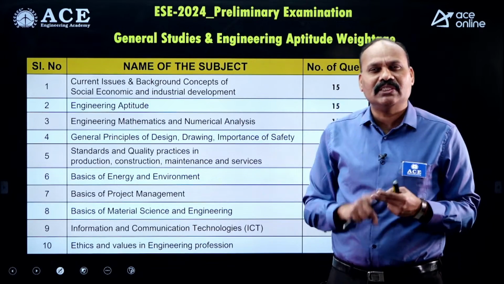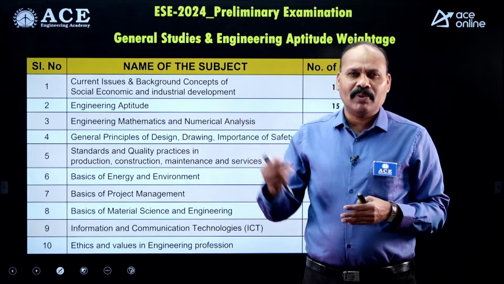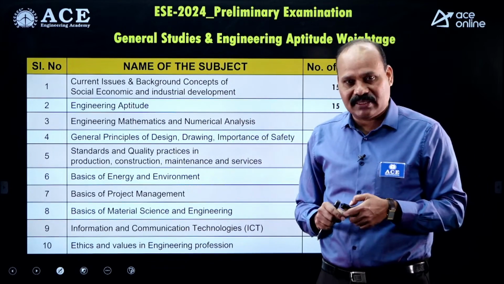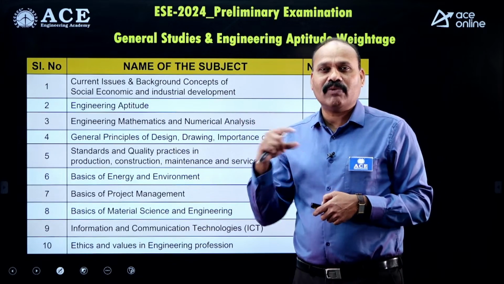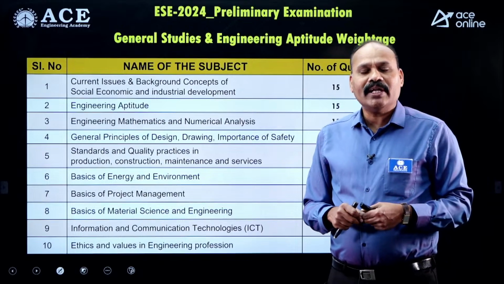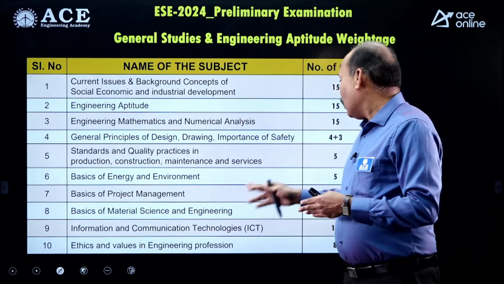One question is a general question. Another question is on automobiles, so those who have some background regarding automobiles can answer. Axle, what is the function of axle? One question is there. And design requirement, one question is there. And standards and quality practices. In quality practices, there are 5 questions.